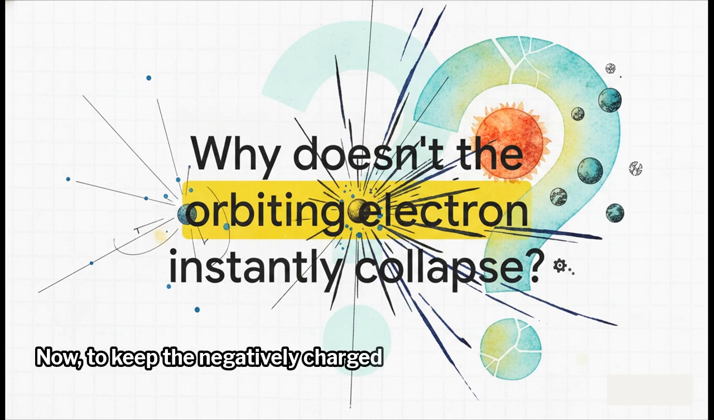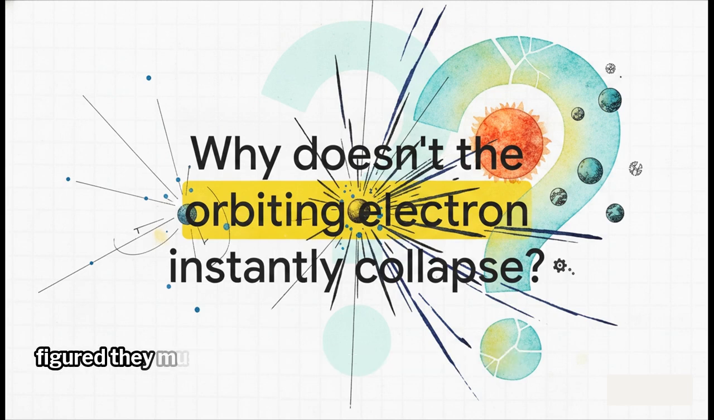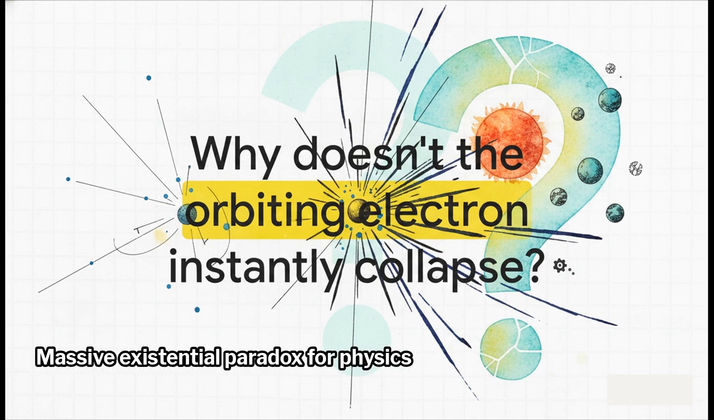Now, to keep the negatively charged electrons from just being instantly sucked into that nucleus, Rutherford figured they must be orbiting it. Make sense? But actually, that instantly created a massive existential paradox for physics at the time.